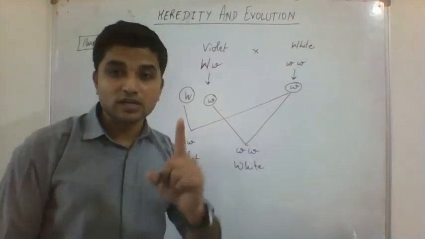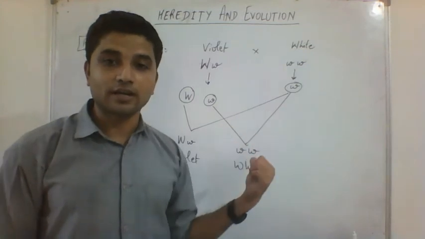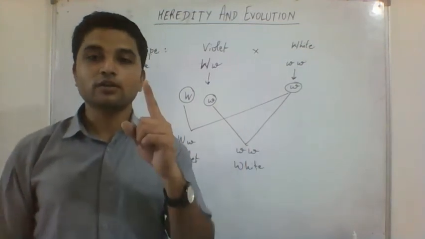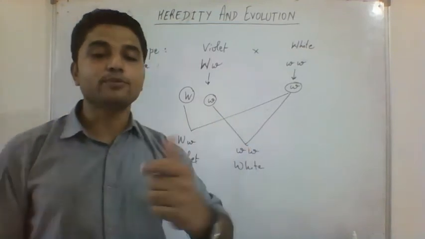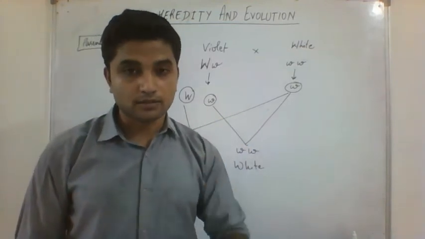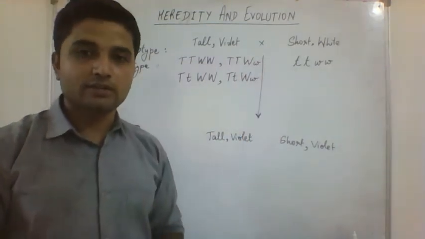There is one question. The first question of your exercise talks about the same cross that we are talking about right now. This understanding will help you solve that question. So this is the representation of that first question I was talking about.